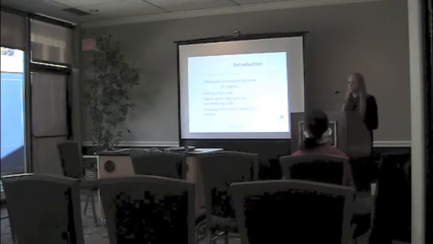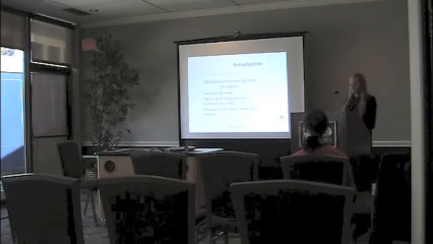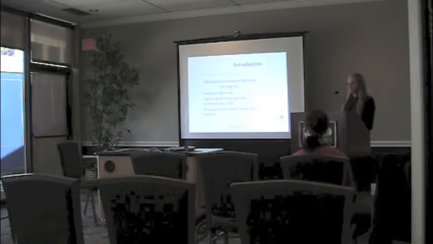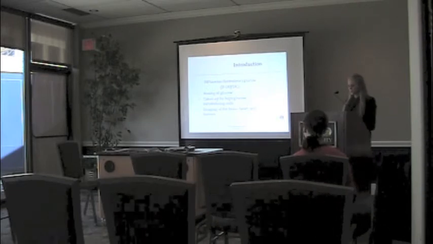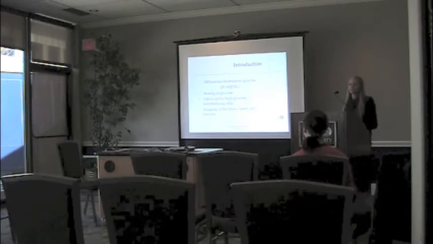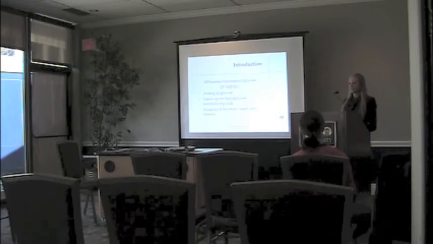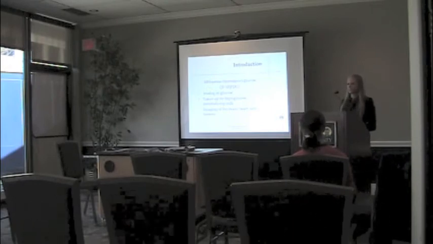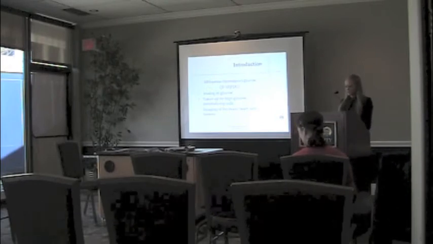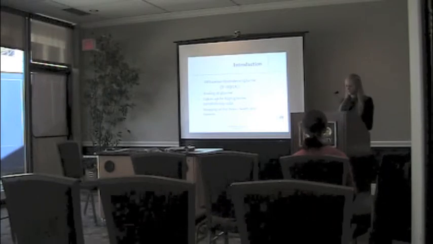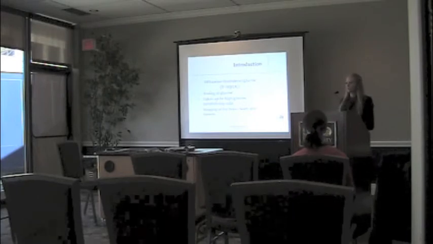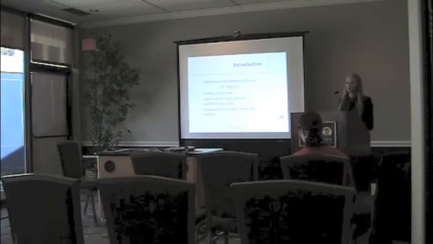First we're going to start with what is F18-FDG. It is 18-fluorine fluorodeoxyglucose. It's an analog of glucose, and during the PET-CT imaging, this is what's injected into the patient. It's taken up by high glucose metabolizing cells. So this allows us to image the brain, heart, and possible tumors.